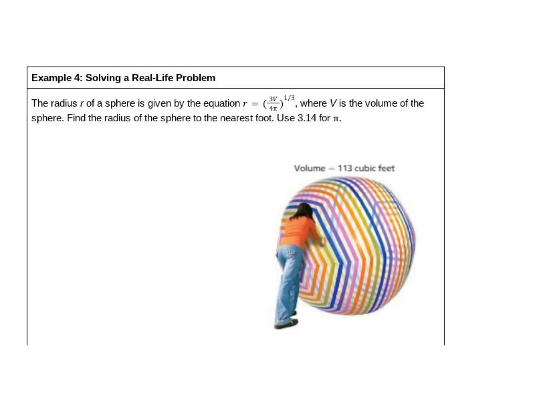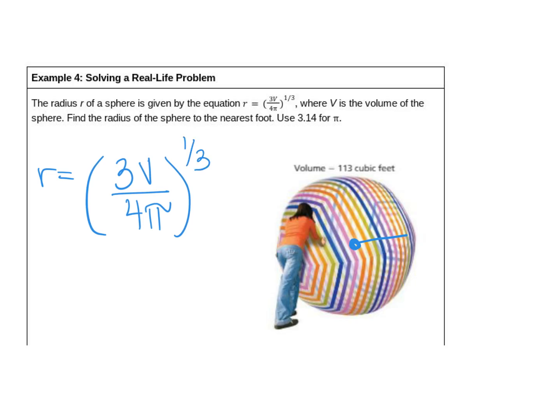Okay, so we got a little real life problem here. I don't know how real life this is, but we're going to go with it. So we have a sphere. The radius of a sphere is the measure from the center to the outside. The radius of this sphere is given by this crazy equation: 3 times the volume over 4 pi, raised to the 1/3 power, where V is the volume. Find the radius of this sphere to the nearest foot.